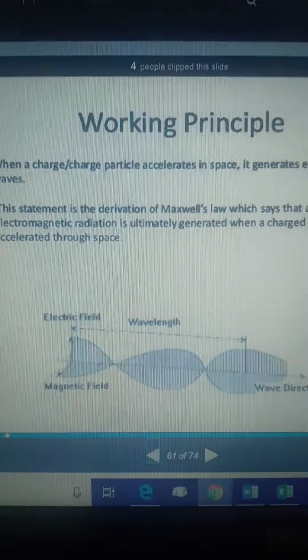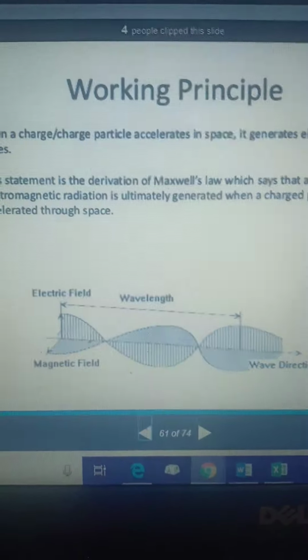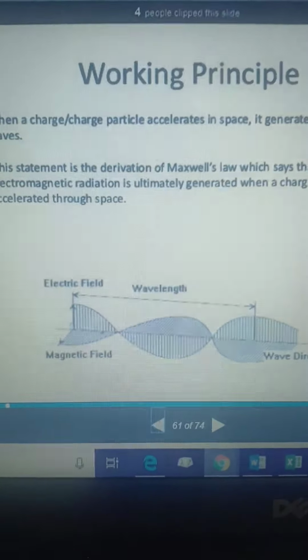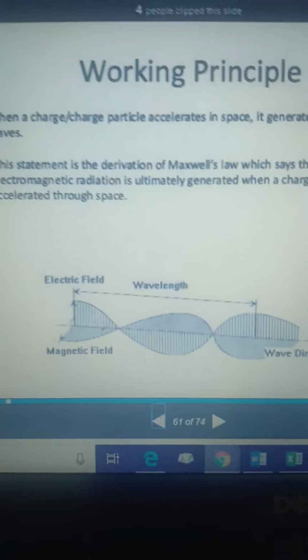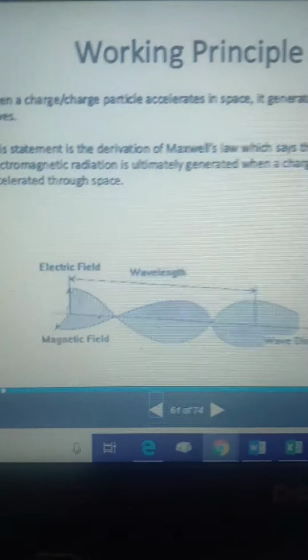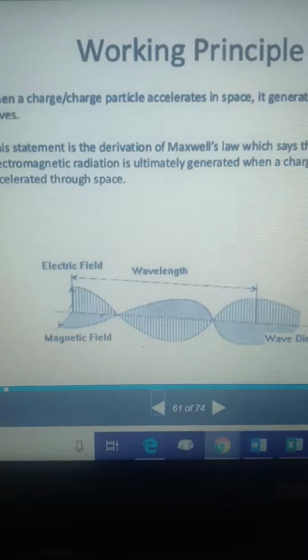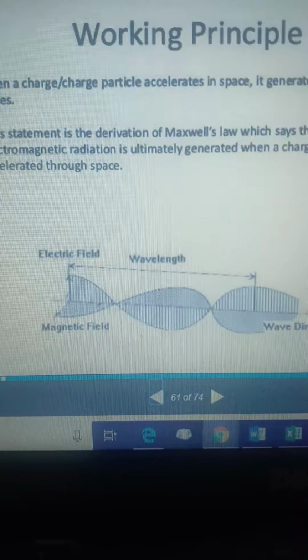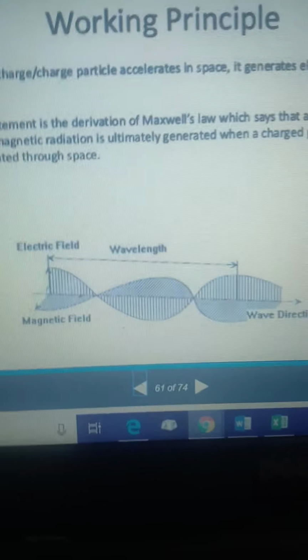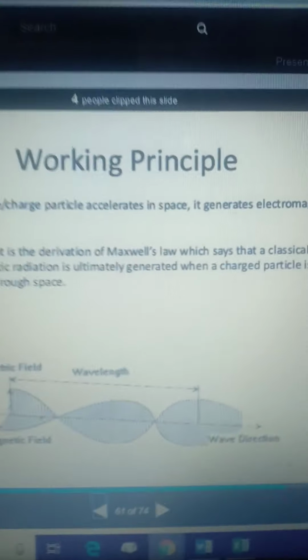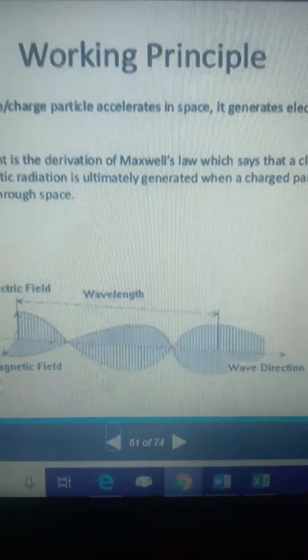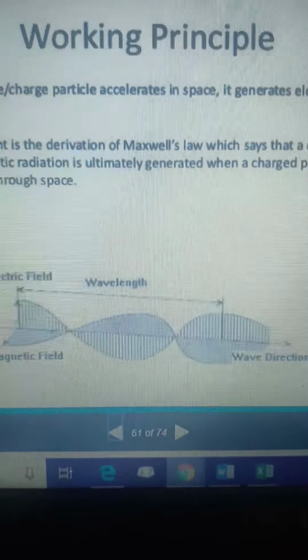Next, the working principle. Normally, whenever a charged particle is accelerated in space, it generates electromagnetic waves. This is nothing but Maxwell's law, which states that whenever a charged particle is accelerated in space, it results in electromagnetic waves, and that is the Maxwell principle behind this operation.